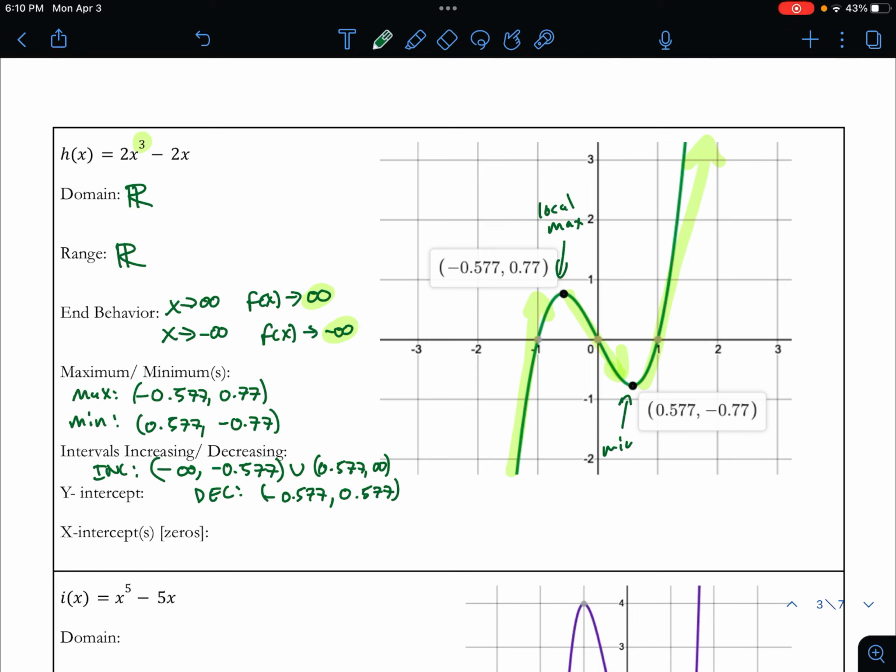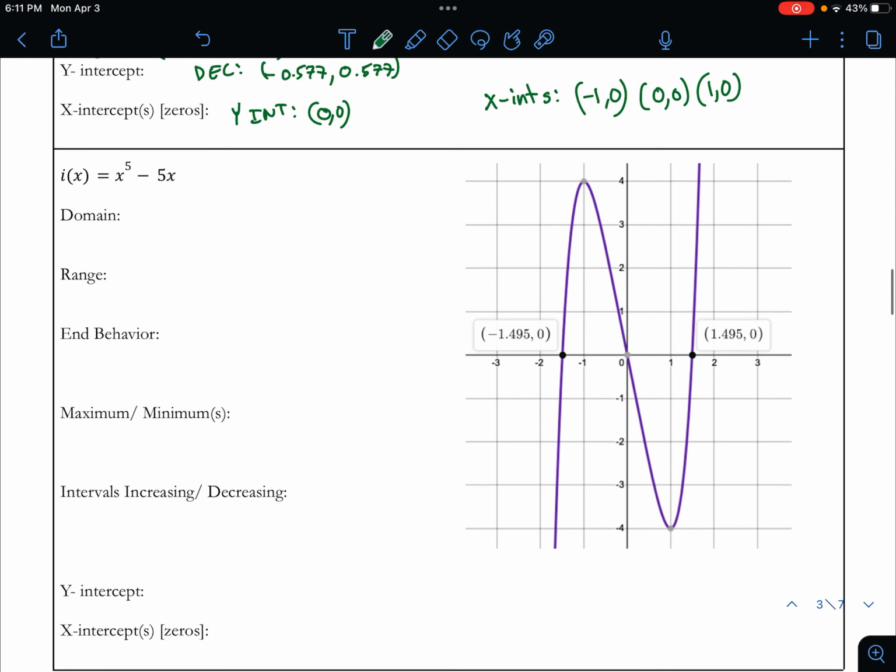All right, the y-intercept. Well, we can see that's at 0, 0. The x-intercepts, we can see from the graph, we have at negative 1, 0. We have at 0, 0. We have at 1, 0. Okay, and that fills out our function.